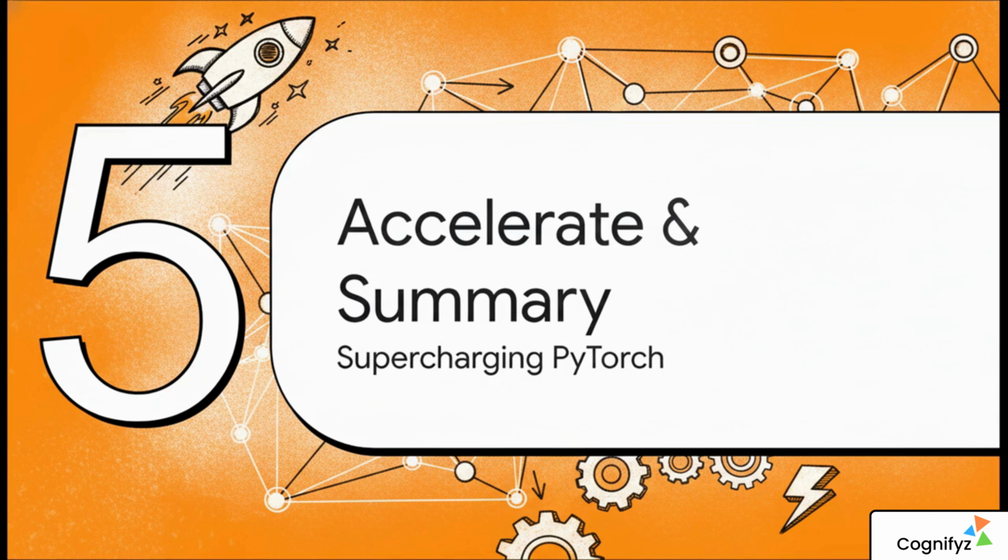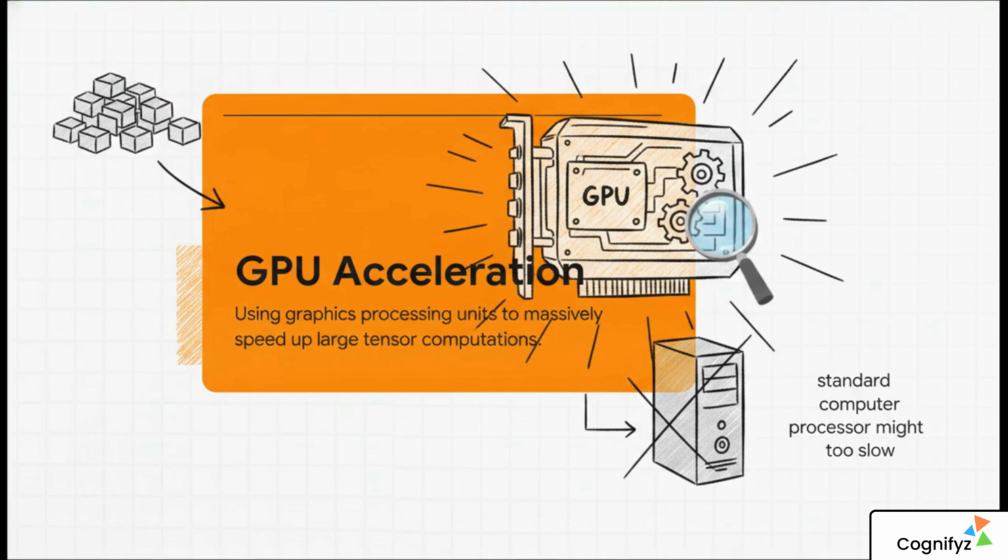Now for the final stretch. Section 5, Acceleration and Summary. Look, when you start messing with millions of high-res images or just mountains of text, your standard computer processor is going to start choking. It's just too slow. That is exactly where GPU acceleration comes into play. By using graphics processing units, the exact same chips built to run high-end video games, PyTorch can massively, and I mean massively, speed up those huge tensor computations.